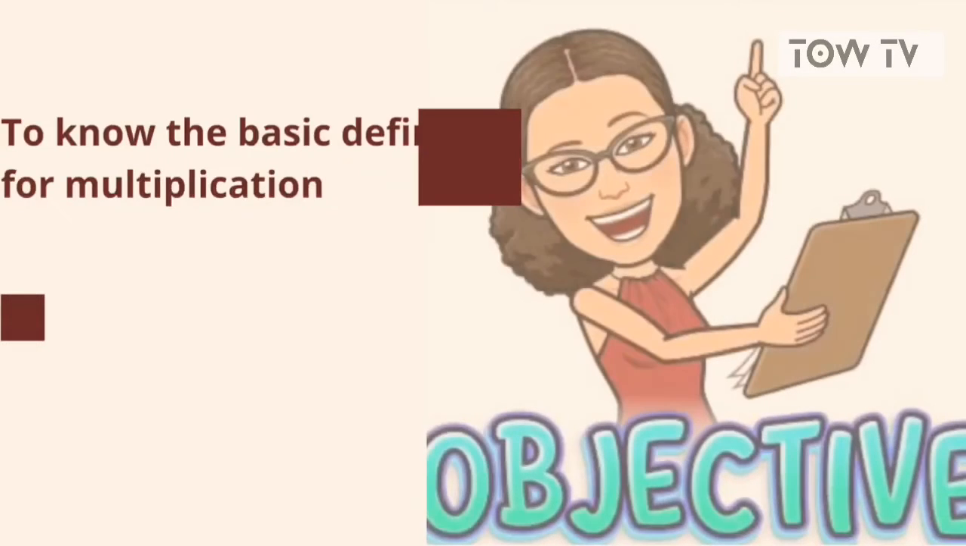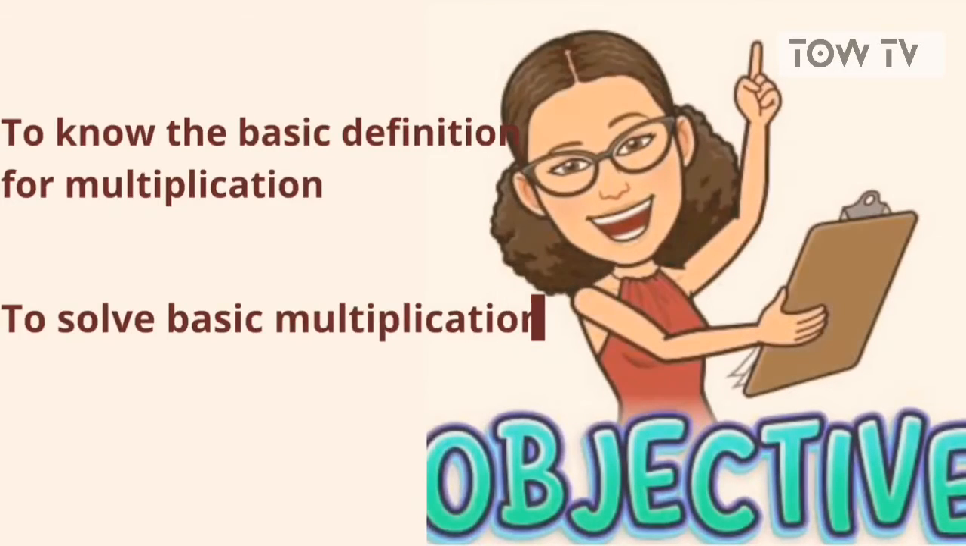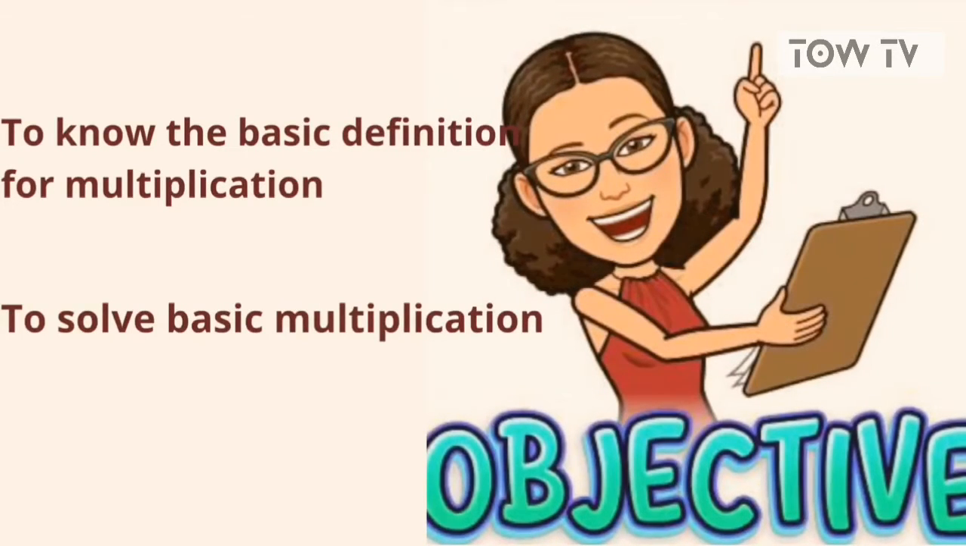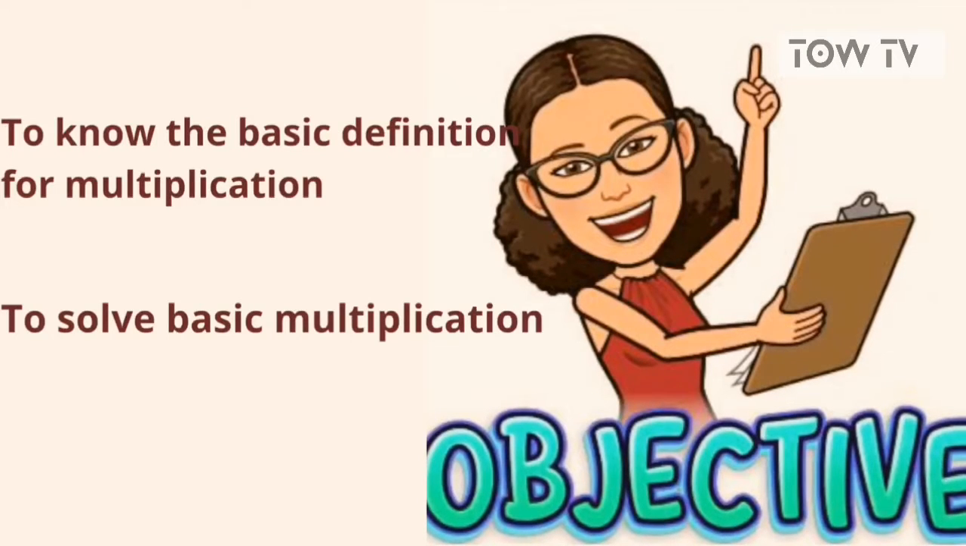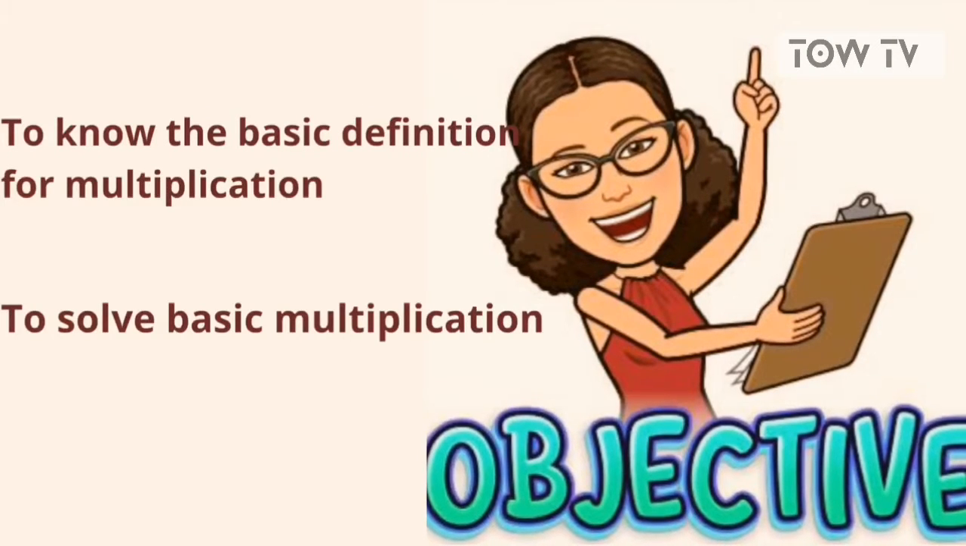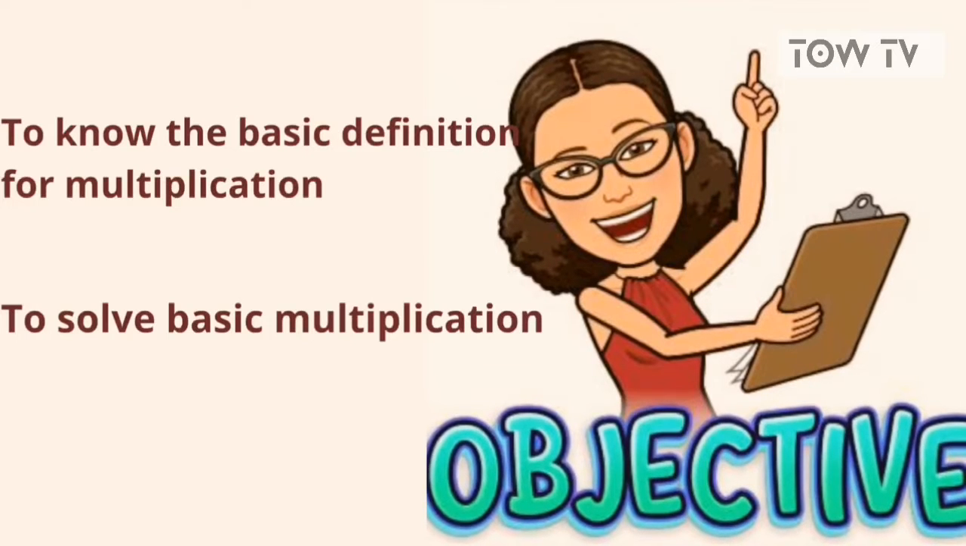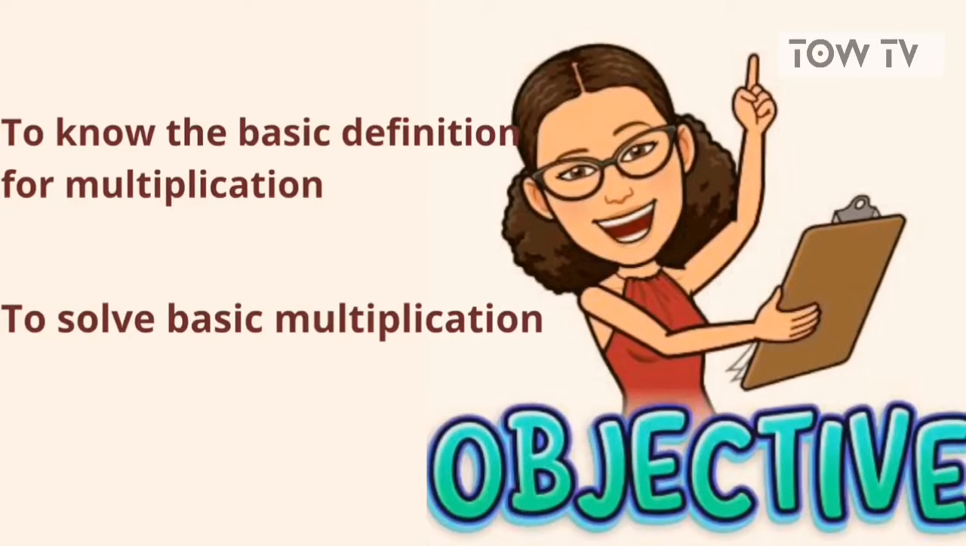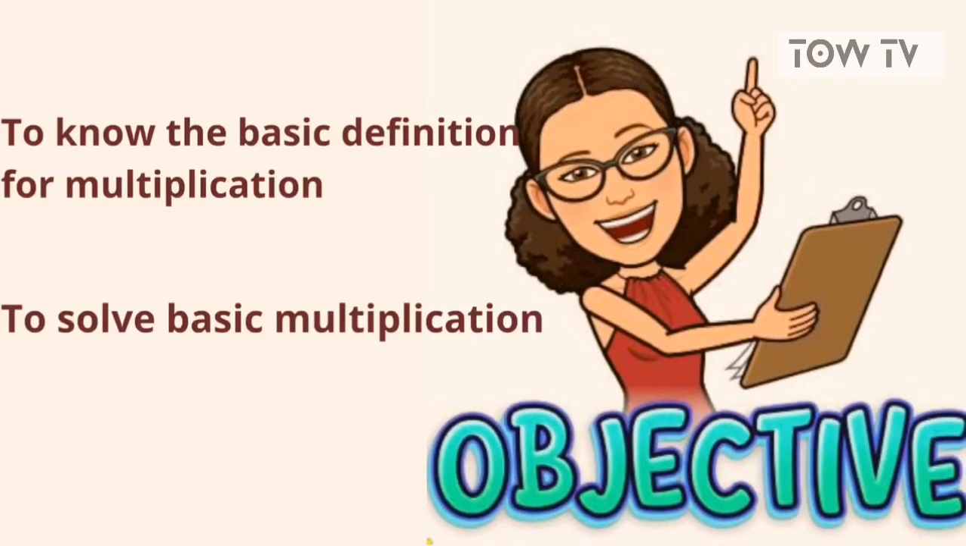Now, what is the objective of our lesson today? First is to learn the basic definition of multiplication. Now, what does Miss Emoji mean? It means we are going to be learning how to define multiplication. What is multiplication? Now, the second objective is to learn how to solve basic multiplication. Miss Emoji is going to be teaching us simple tips and hacks to make multiplication easy for us when we're solving it. So at the end of today's lesson, we should be able to: 1. Define what multiplication is, 2. Solve basic multiplication problems. Are you ready? Let's go.